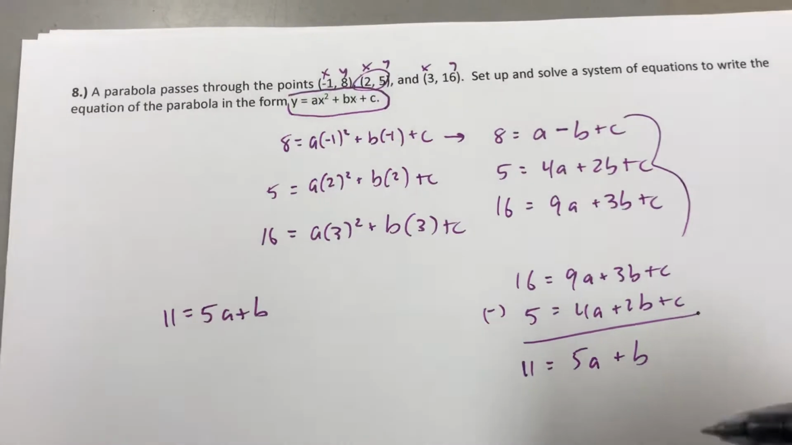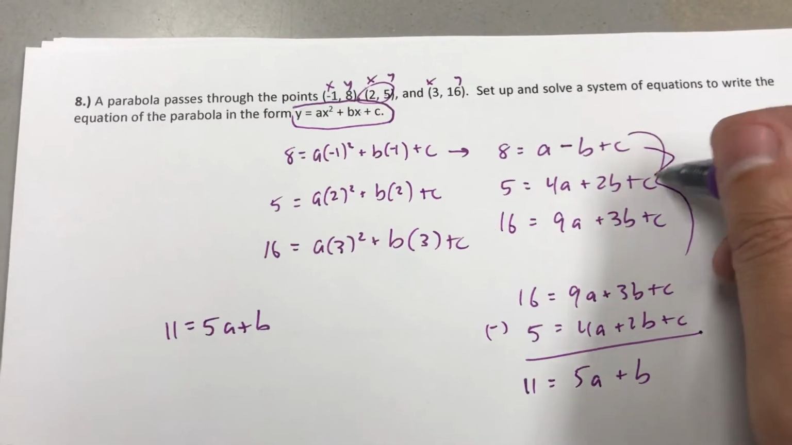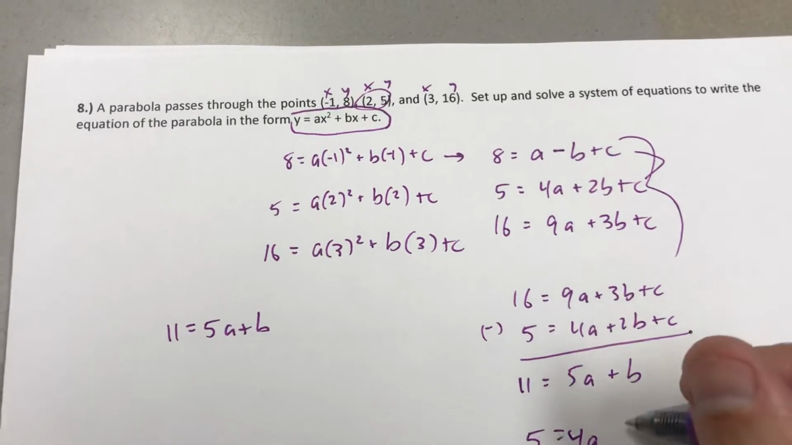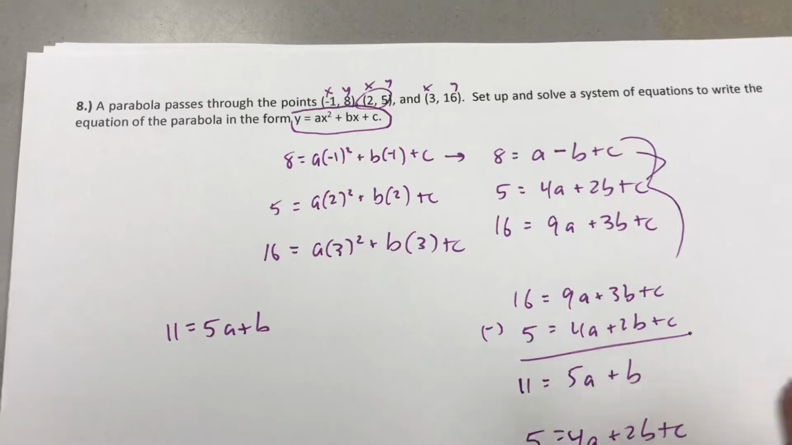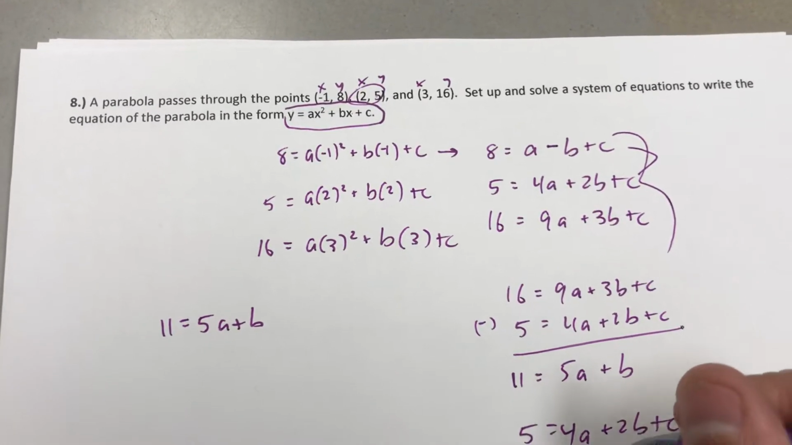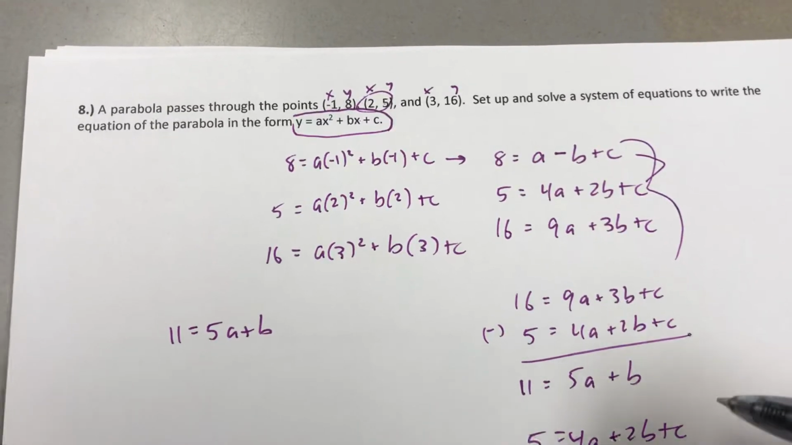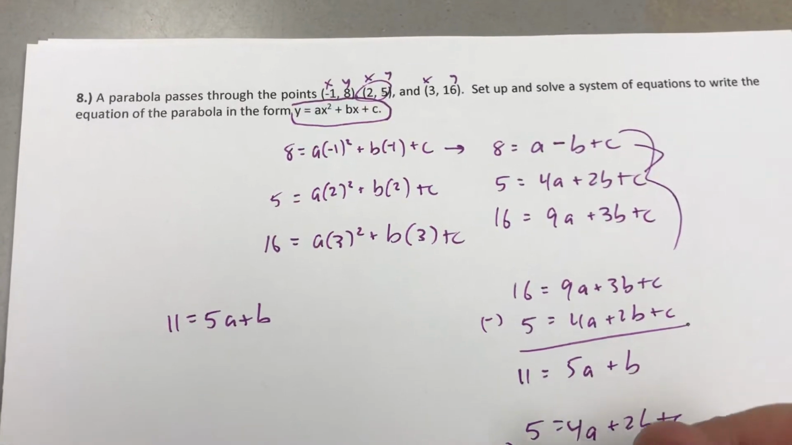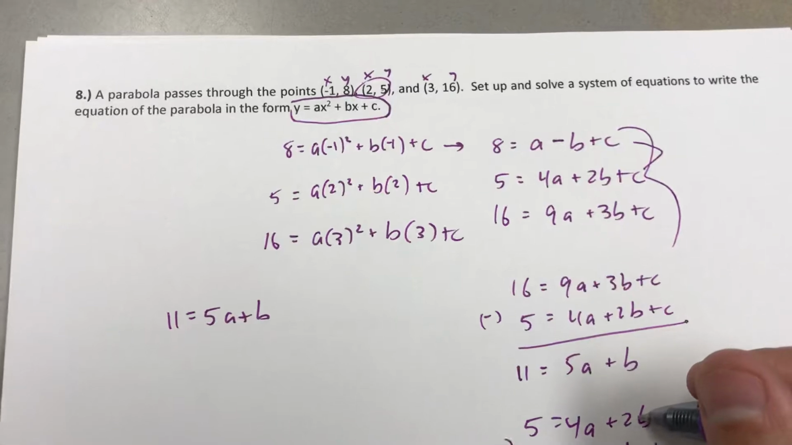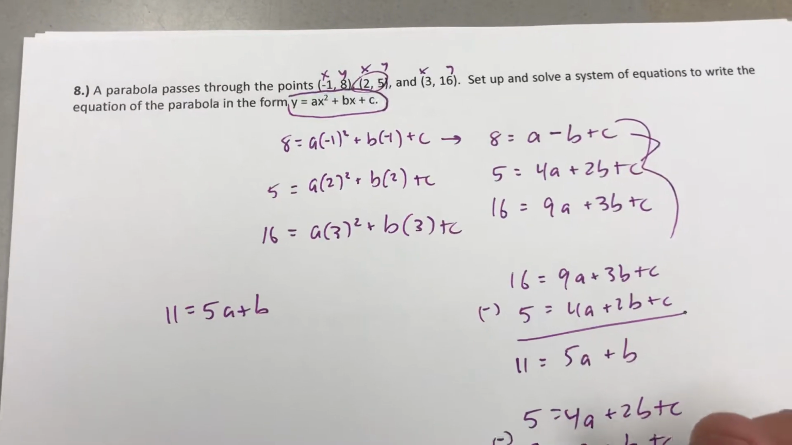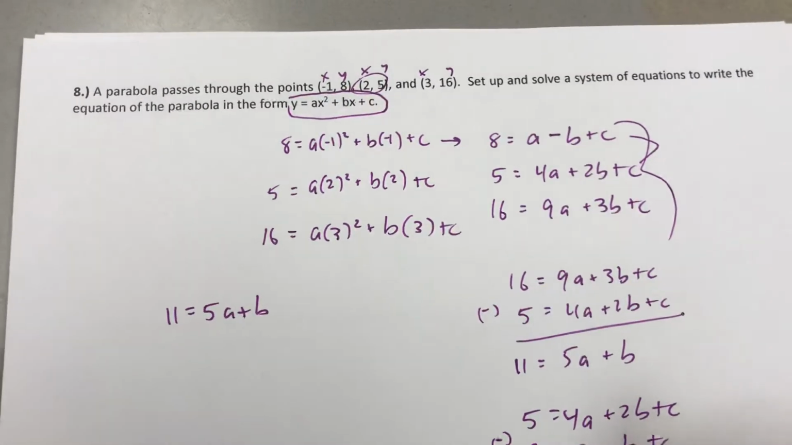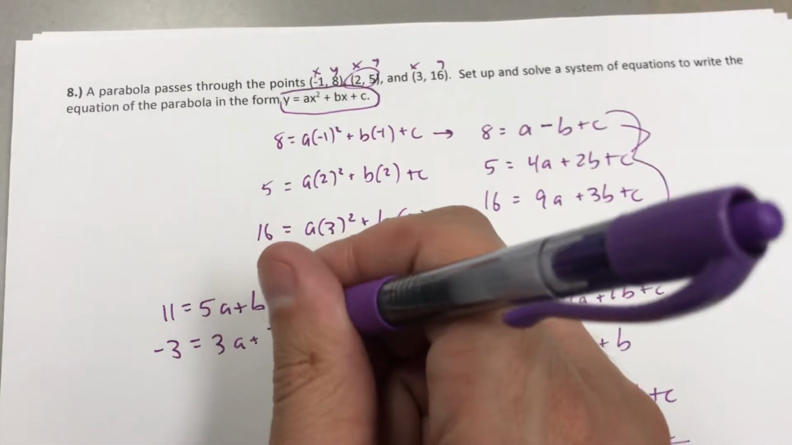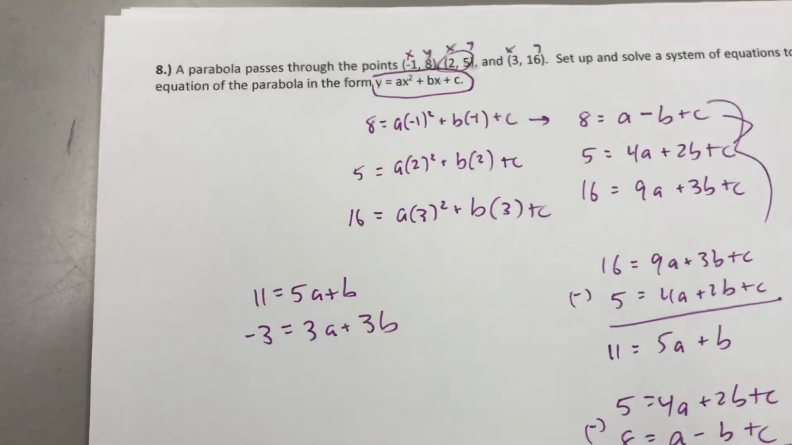All right? I'll pick another 2 equations and cancel. I guess I'll do these 2. I'll do 5 equals 4a plus 2b plus c, and I'll do 8 equals a minus b plus c. And we'll subtract the 2 equations. 5 minus 8 is -3. 4a minus a is 3a. 2b, now be careful, minus a -b is 3b, and then c minus c is 0. So we get -3 is equal to 3a plus 3b. And we just need to solve this system.